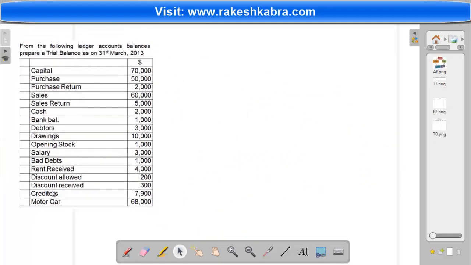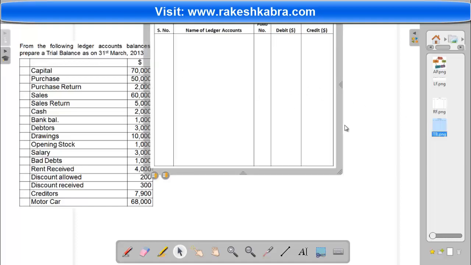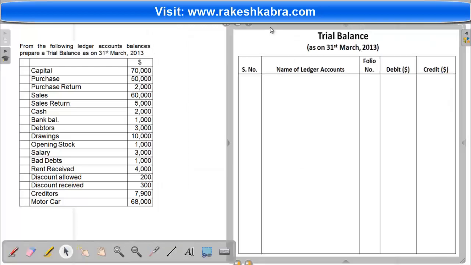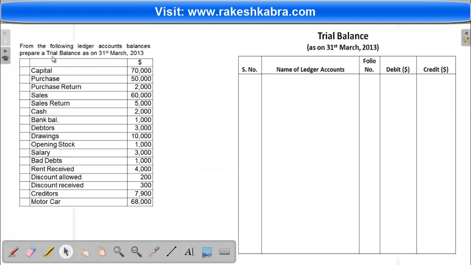These are the ledger accounts, and these are their balances. Ledger accounts and their balances, but we don't know whether it is debit or credit. We have to determine. And in the question we have to prepare what they asked. We have to prepare a trial balance. So this is the format of the trial balance. So what is the question? We have to prepare a trial balance, and these are the ledger accounts, and these are the balances.